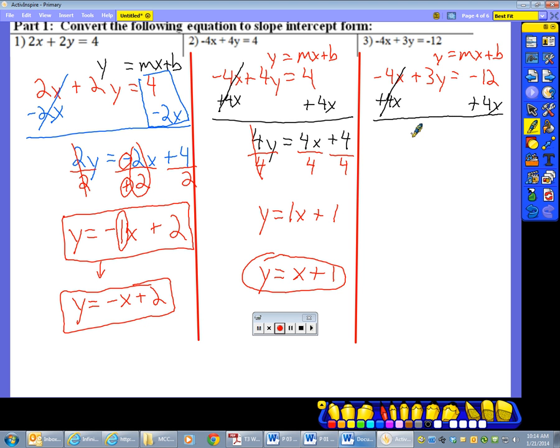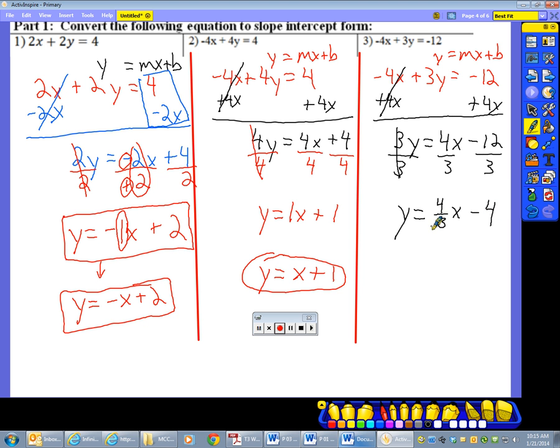And so what I'm left with is 3y equals 4x minus 12. I want to get the y by itself, so I want that 3 to go away. The opposite of multiplying a 3 is dividing a 3. So I divide this side by 3 and divide this side by 3, or the whole side by 3, everything. So now I've got y equals 4/3 x minus 12 divided by 3 is 4.